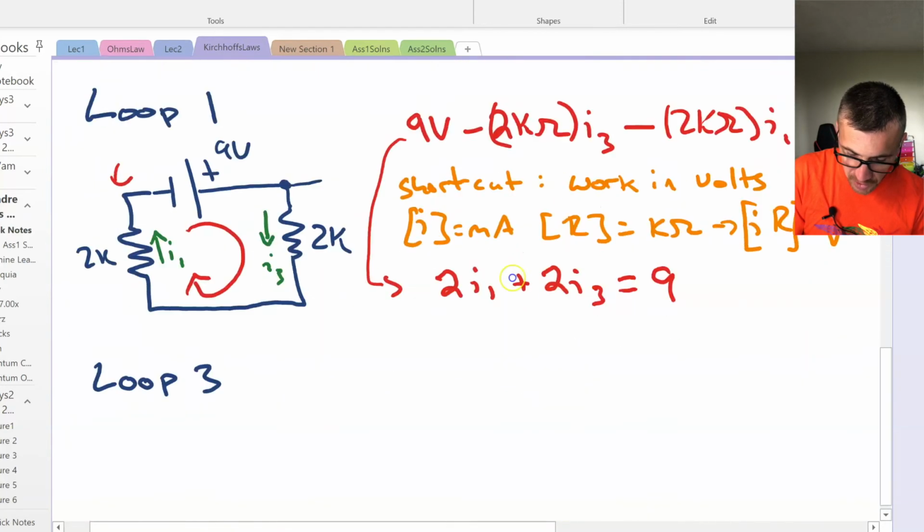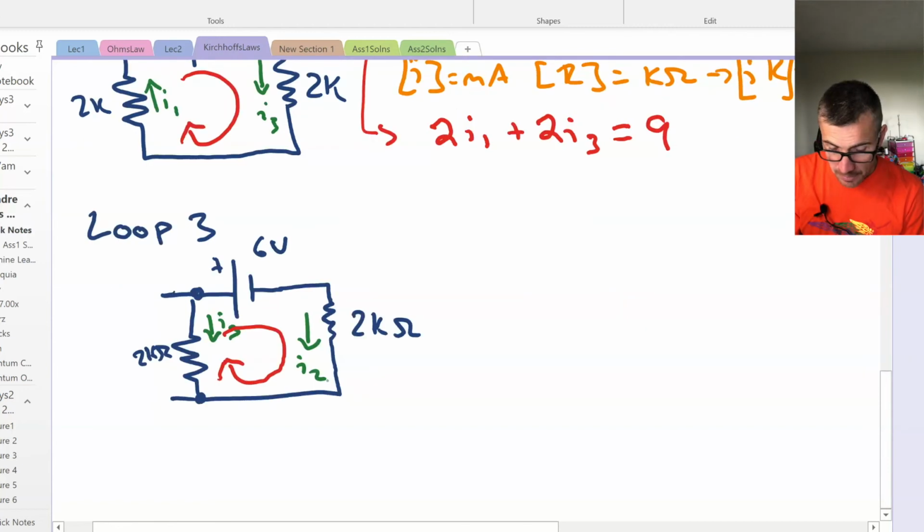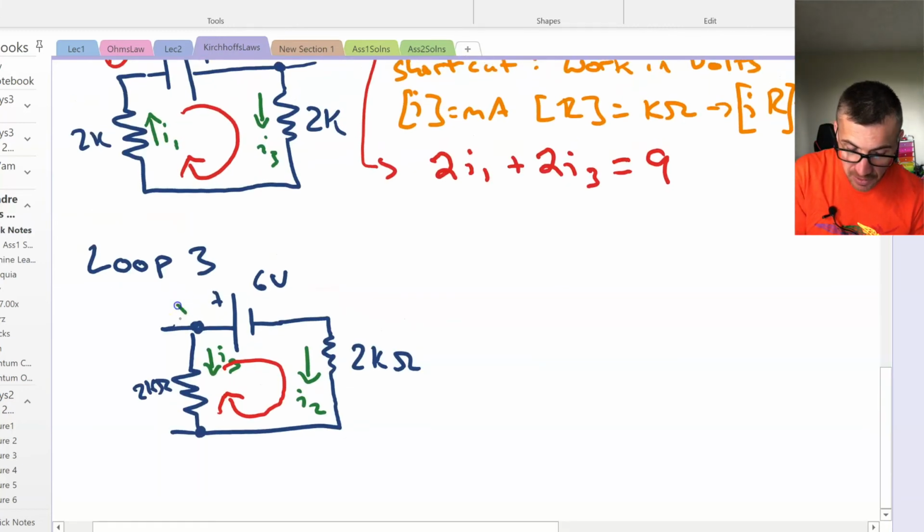Let's redraw that now. Okay, so this is our loop. Let's do the same kind of accounting, starting here. So we go across the battery, but we're going the other way across it now. So we have minus 6. We're going along the current with the resistor, so we get minus a standard voltage drop, 2I2.